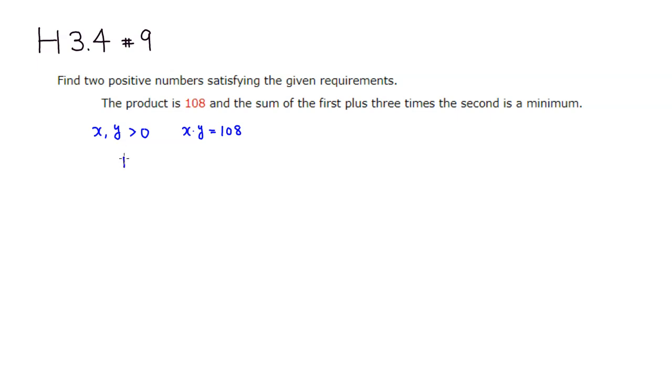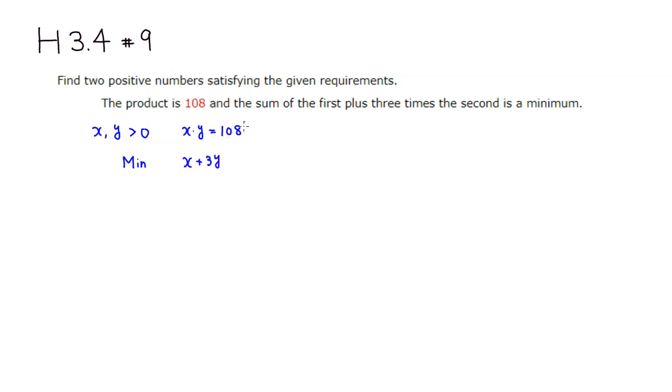Then what we want to do is minimize. So it's a minimization problem. So you have to minimize this quantity: the sum of the first, which would be x, plus 3 times the second, so it's 3 times y, right?